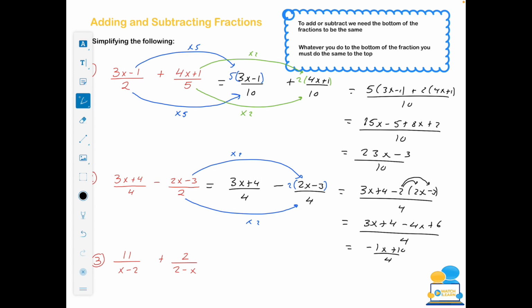So there's my answer for that. Okay, so you can see exactly the same thing there, just be a little bit more careful of the minus sign. Now, slightly different here.